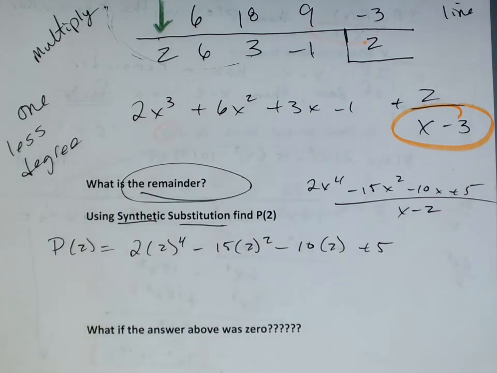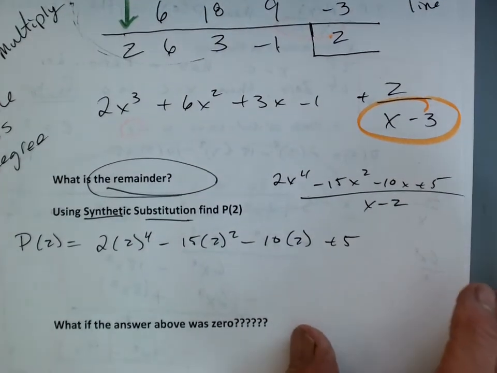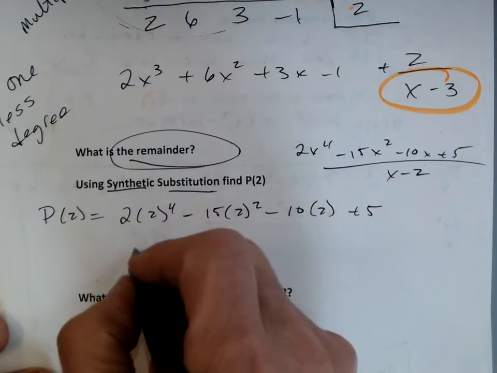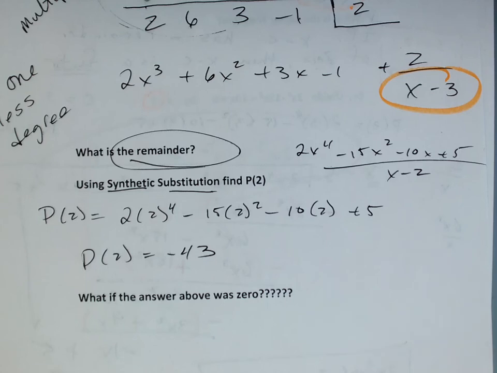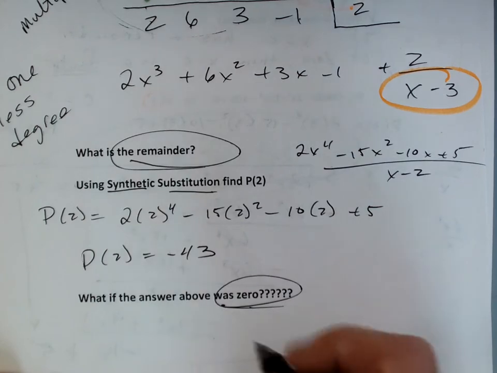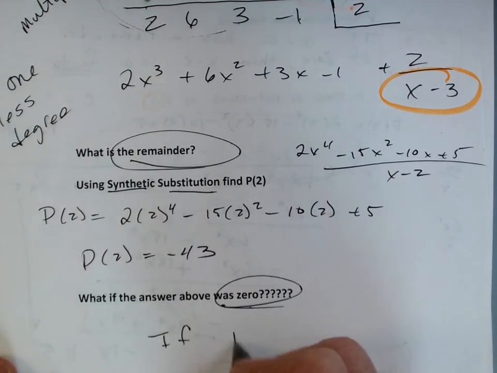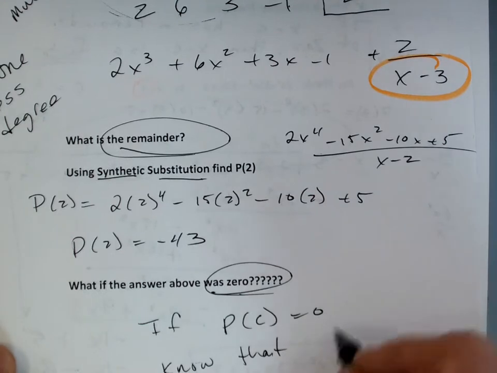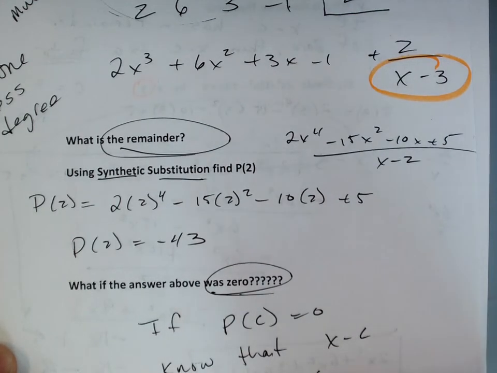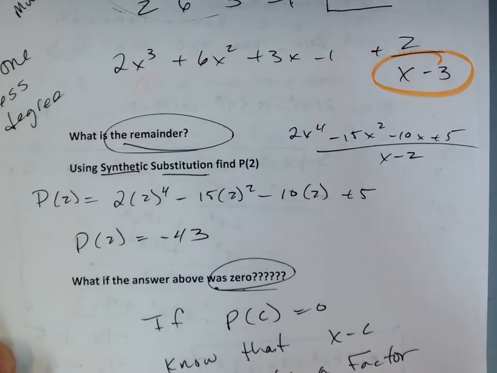Well, shoot. I'm going to have to fix my worksheet for next year. So I got an answer, p of 2 equals negative 43. Okay? I was hoping for a 0. Because if it was 0, you could say that it is a factor, but it wasn't. Okay? So if p of c equals 0, we know that x minus c is a factor. And I did not do that. Doggone, I got to fix it so it goes in evenly. Shoot. Okay, anyway, that's what I have.